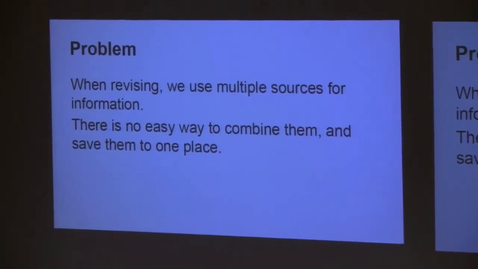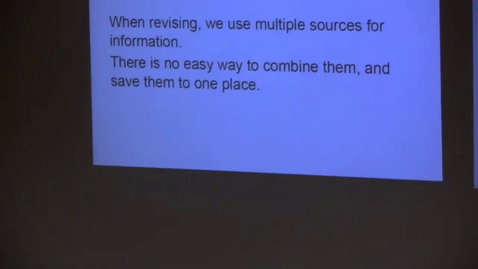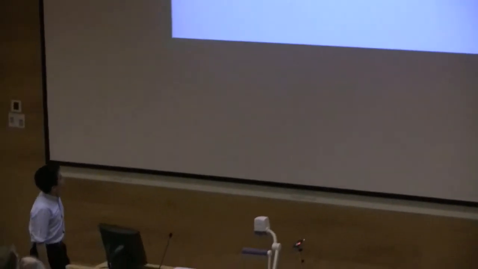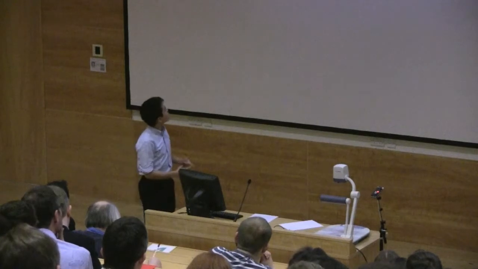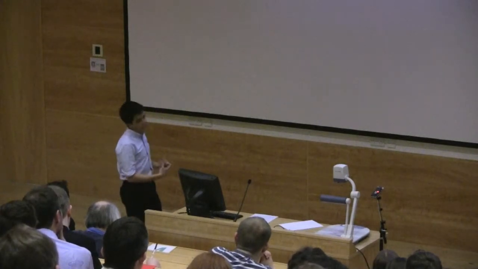Our problem that we tried to solve was that when we're revising, we use multiple sources of information, and there's no easy way to combine them into one bundle that we can share and distribute with our friends very quickly and easily. Precisely, we use things like PDF notes, lecture notes, ebooks, which are typically PDFs as well, images, text notes, Wikipedia, YouTube videos, and sources from other websites also.